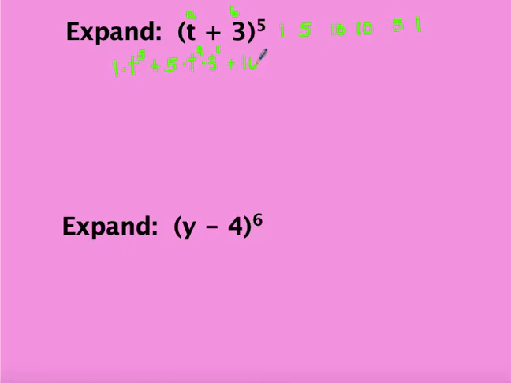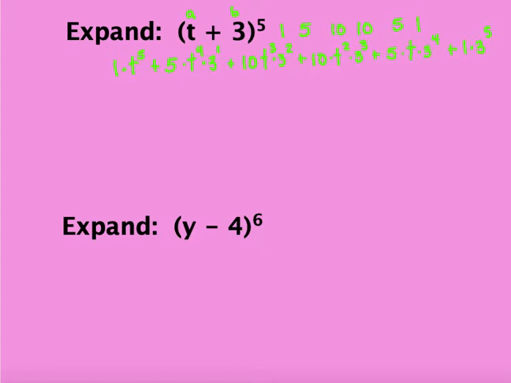Plus, my third term is 10. T gets lowered, the 3 raises. Plus, 10 times t gets lowered, 3 raises. Plus, 5 times t gets lowered, 3 raises. And my last term is going to be 1 times 3 gets to its highest power of 5. So I can see here, I'm raising it to the fifth power. I have 1, 2, 3, 4, 5, 6 terms.